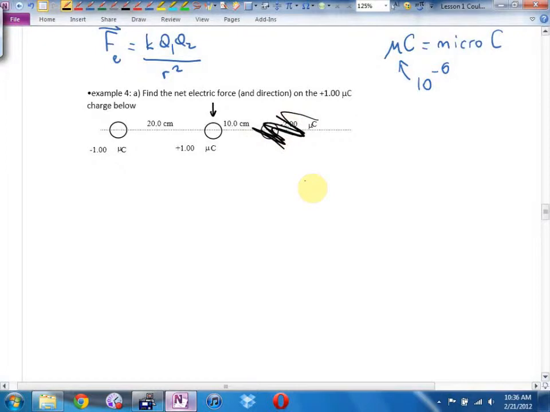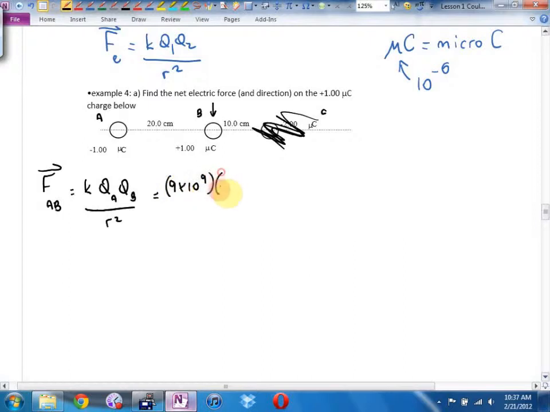Let's call this charge A, charge B, and charge C. I'm going to find the force between charge A and B. I'll call that FAB, and that's going to be K QA QB over R squared. What was K again? This was one of the few easy constants out there to remember. Caitlin, what was K again? 9 times 10 to the 9th.